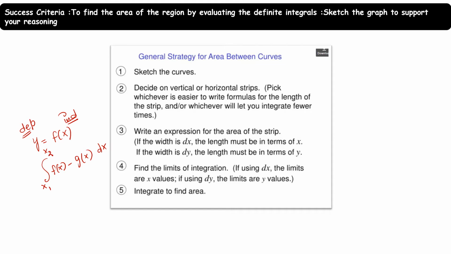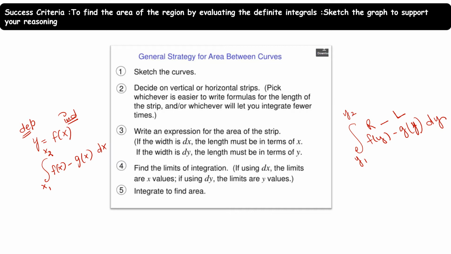Now if the graph doesn't tell you to keep your eye on the top, then you keep your eye on the right side, and in that case you have to write f of y minus g of y, which means the curve on the right should be written first, then the minus sign and then the left curve. Once y is the independent variable, you will write dy and make sure you write y1 and y2 as the upper and lower limits.